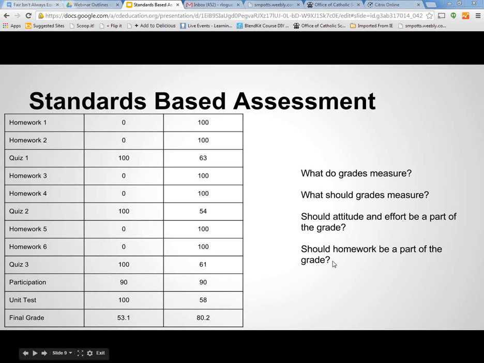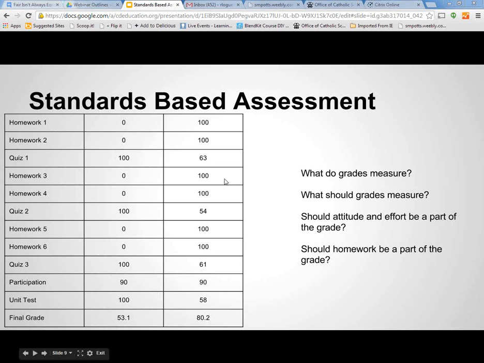Or should homework be a part of the grade? That causes a lot of controversy and a lot of concerns, and by no means am I saying all homework is bad, or never ever count homework. I'm not saying that at all. But I really picture this second student here as one of my daughters. One of my daughters struggles in school, but every day when she comes home and does her homework, I help her with it. I make sure that she gets all of her math done.